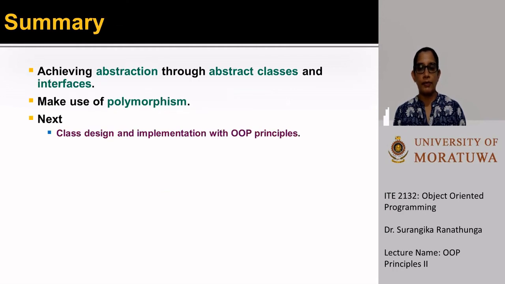So in summary, we discussed the last two object-oriented programming principles, abstraction and polymorphism. And abstraction, as we learned, can be achieved through abstract classes and interfaces. So this completes the four fundamental concepts in object-oriented programming. In the next lecture, we will look at some other important object-oriented concepts, specifically the concept of cohesion and coupling. Thank you.